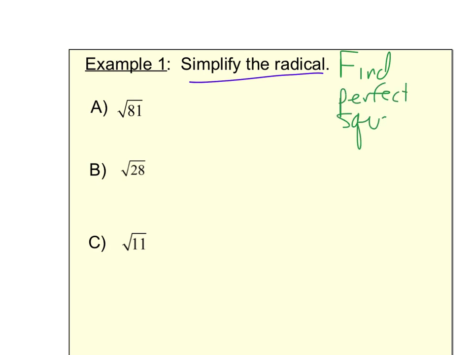Okay, so it's helpful to realize what those are. So if I'm trying to find perfect squares, well, this first one's pretty easy. 81 is 9 times 9. So I know that 81 is just going to be 9. That's just a perfect square. Square root of 81 is 9.